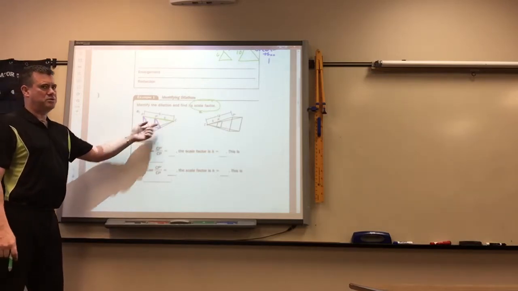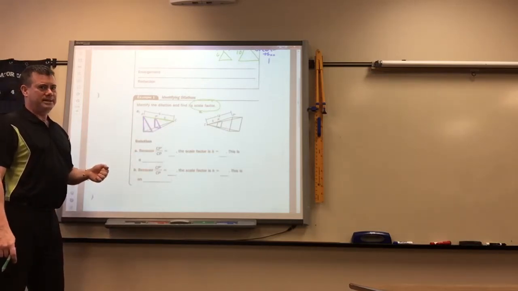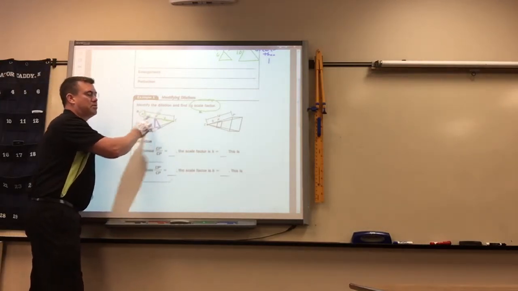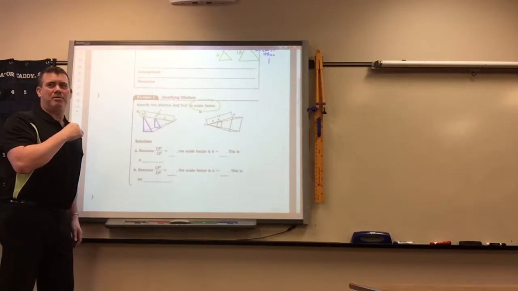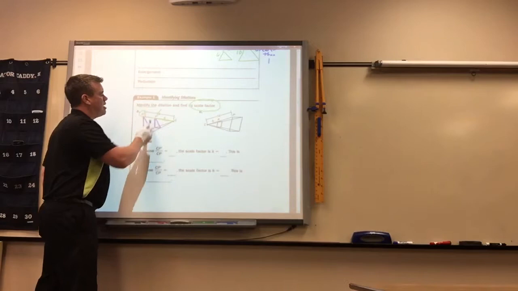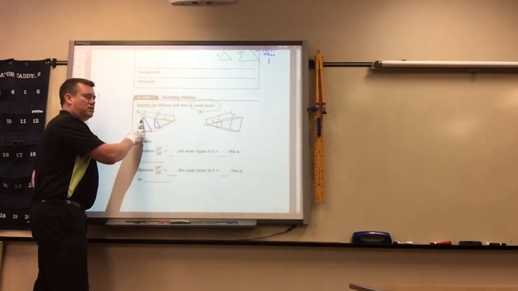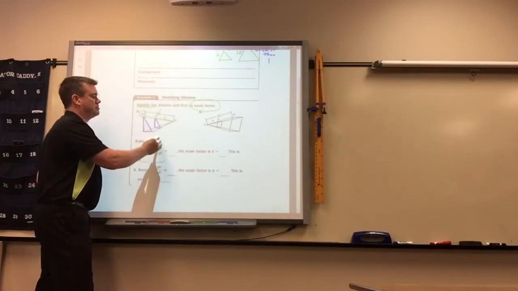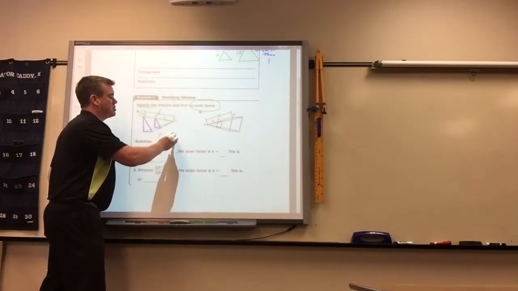Now, you can tell which one's the original. Which one, the big one or the small one's the original? The big one, because it's just a regular P. This one has a P prime on it. Remember, the prime is the image. So, to identify it, this is the original, and this is the image. So, is it an enlargement or reduction? Reduction. So, it's a reduction.